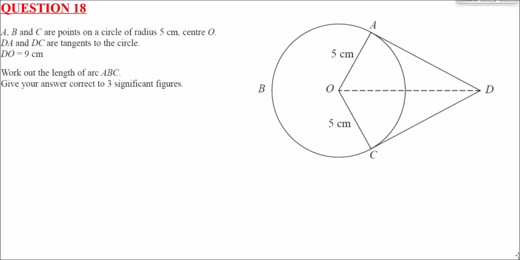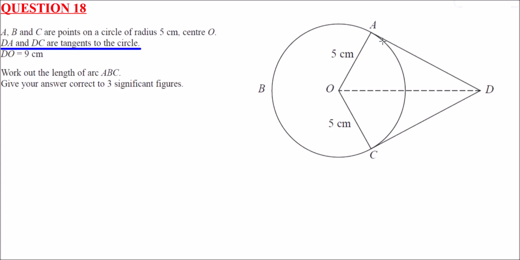Question 18, we've got a circle with 2 triangles sticking out from it and also a bit in it. Looks quite complicated. Let's just think it through. A, B and C are points on a circle, a radius 5, centre O. So this centre is the origin of the circle. DA and DC are tangents to the circle. So let's start by adding these in.